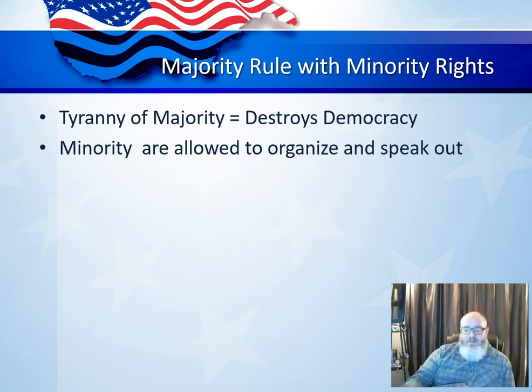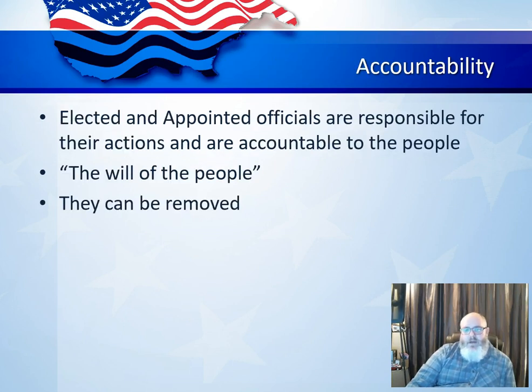And that's part of that, and we'll talk a little bit more about the checks and balances, but there's even checks and balances within each group to keep any one piece of that group, I've already used the term run amok, so I guess we'll stick with that. But they just can't go run around doing whatever they want to, which leads to accountability. They're elected, they're appointed officials, and they are responsible for their actions, and they are accountable to the people. So it is about the will of the people.